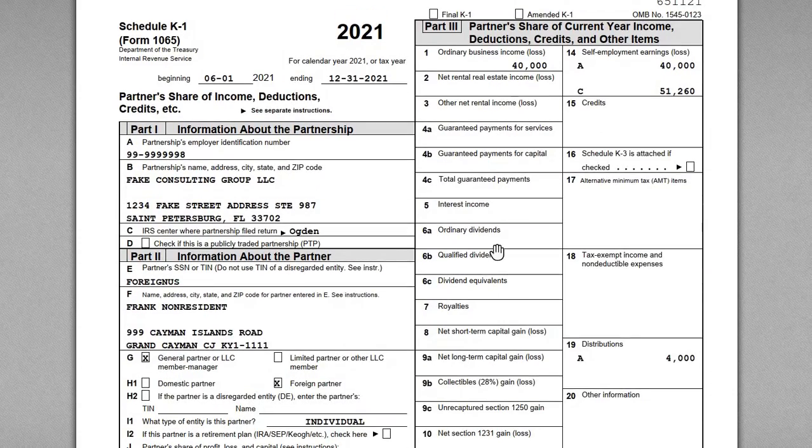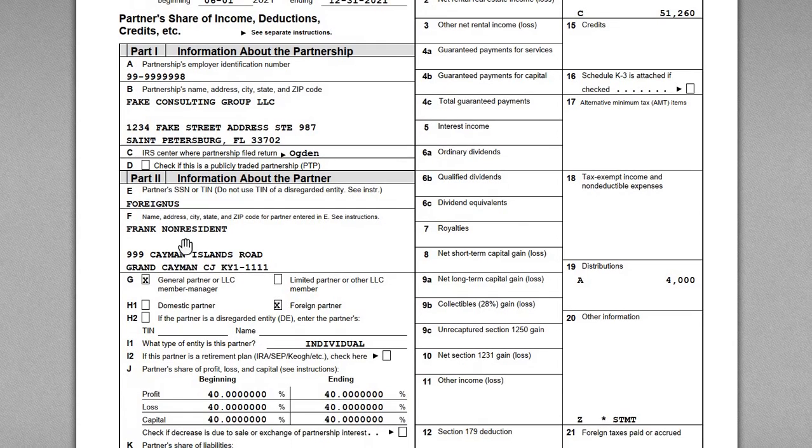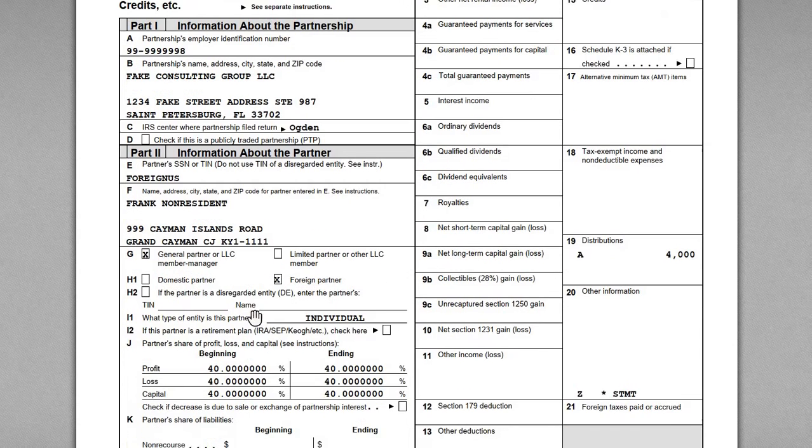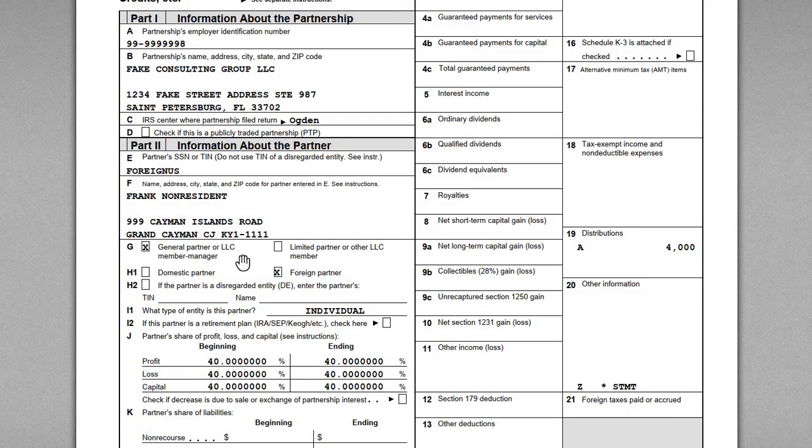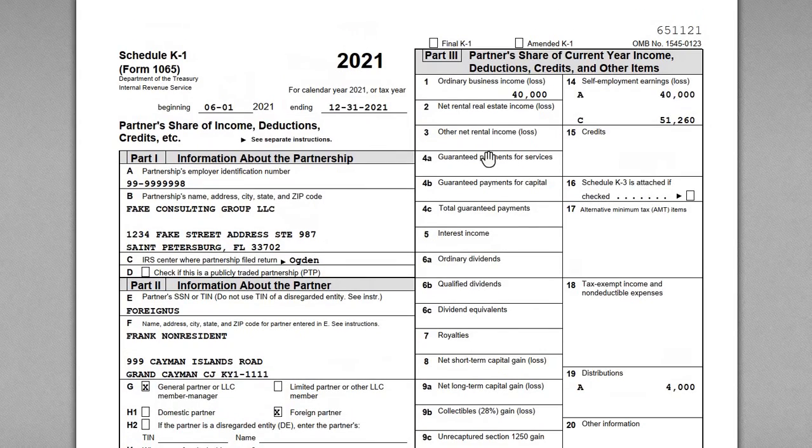Now what about Frank? Well, let's look at Frank's K1. So we have Frank, right? We have Frank's name, his address. He's an LLC member manager, right? Because he's an owner that actively participates in the business. So it's appropriate to have member manager there. But he is a foreign partner, right? So he's not domestic in this context. And type of partner is an individual, right? That's important too, because remember, who is the income being allocated to? Is it an individual? Is it a foreign corporation? Is it a foreign partnership? That's going to determine the withholding rate. Okay. Then up here, line 1, we've got Frank's ordinary income or loss.